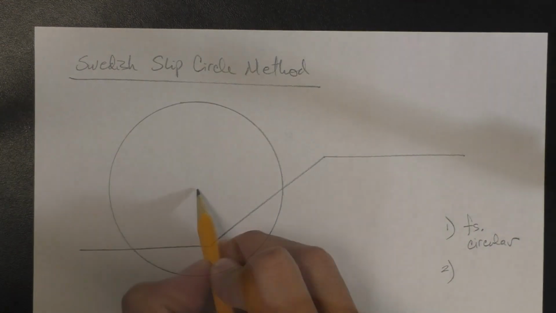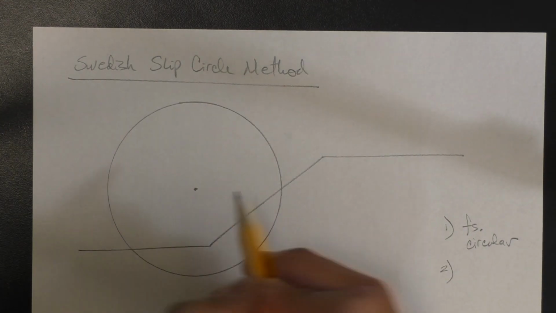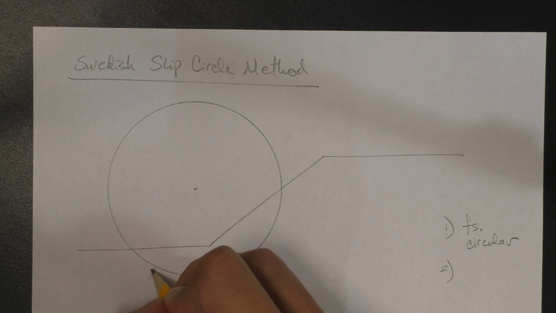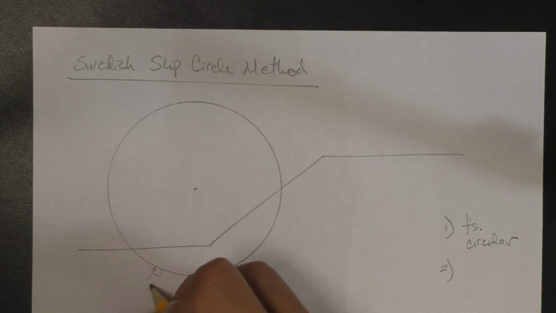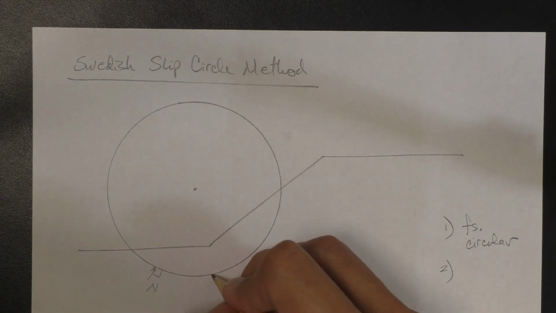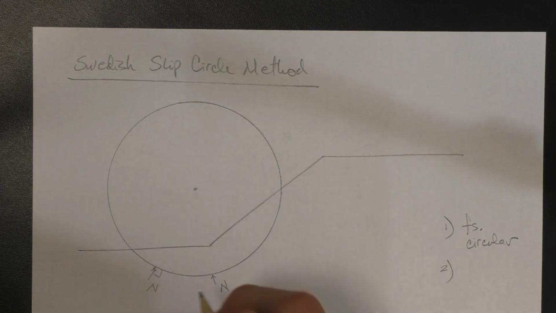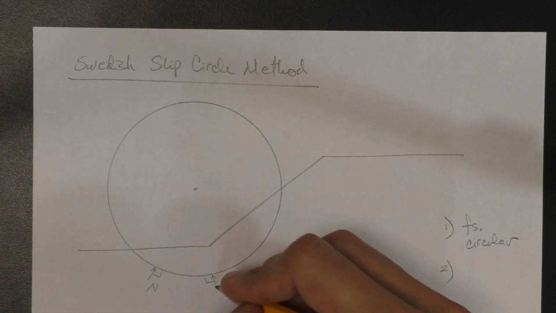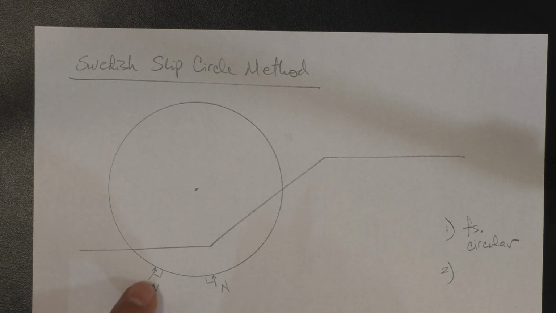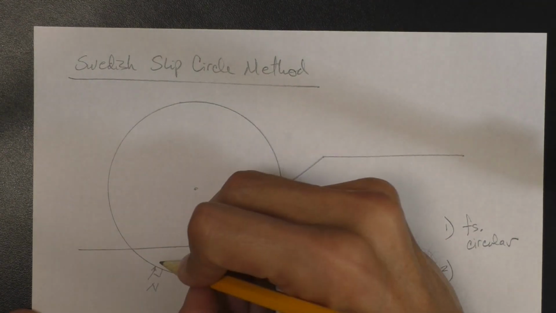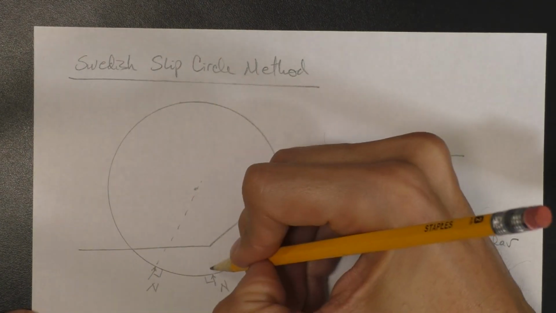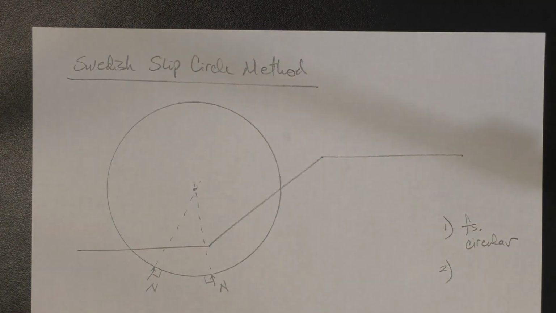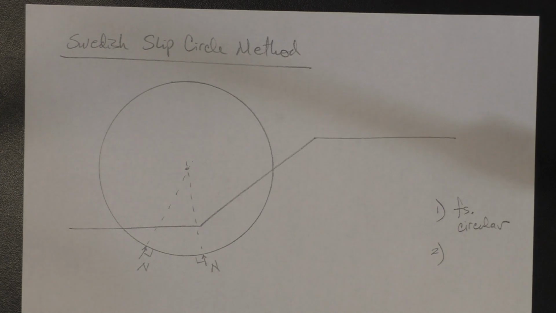Number two, notice that any normal force that acts on the failure surface, obviously perpendicular to it, passes through the center of the circle. This makes things easy, let's say, in terms of calculations.